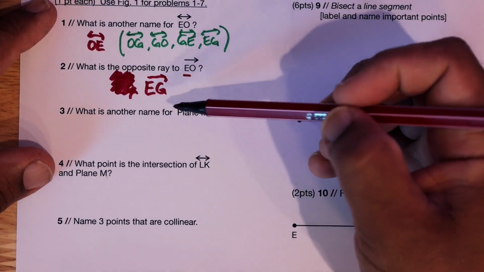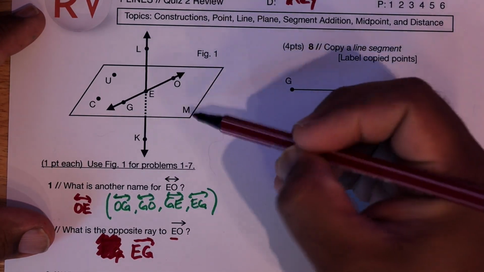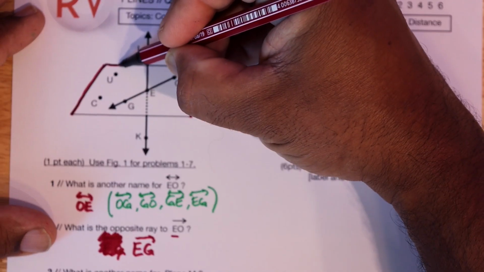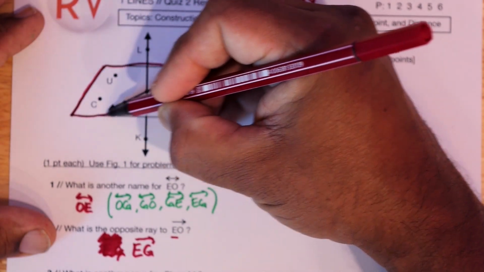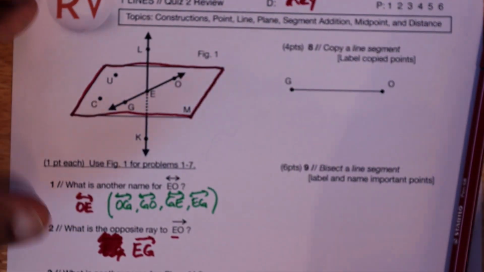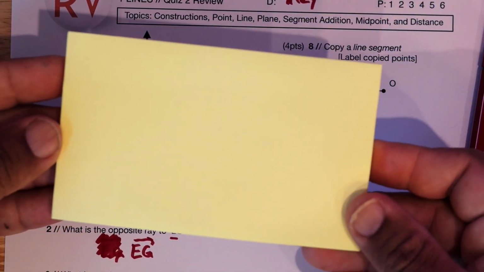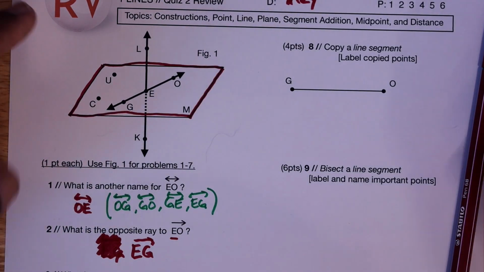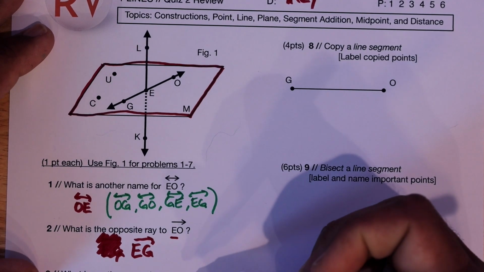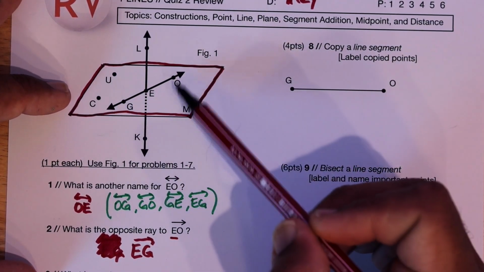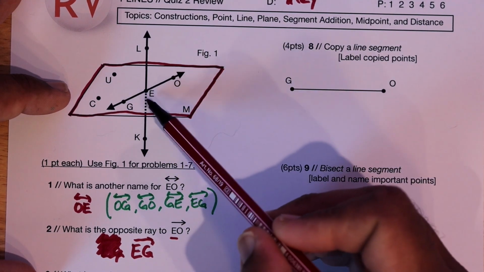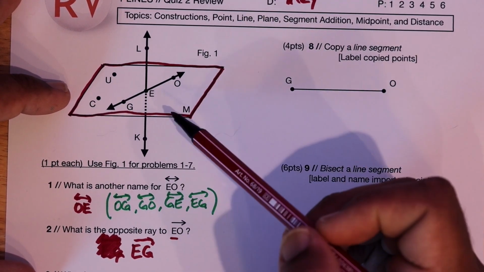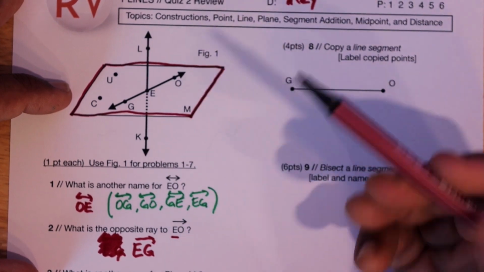Number 3, what is another name for plane M? Plane M, there's my M. This is your plane. Looks like a parallelogram because technically flat on the paper it is, but it's supposed to represent a flat piece of paper, angled and drawn on a sheet of paper, ends up looking like a parallelogram. So what's another name for M? Plane M. Pick any 3 points, but they can't be on the same line. So you cannot pick GEO as your name of the plane, but you can pick GE and another letter, GO and another letter, EO and another letter. Or UC and then pick one of these, whatever you want.